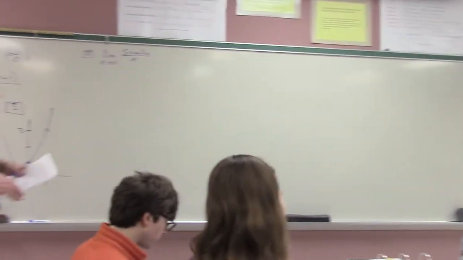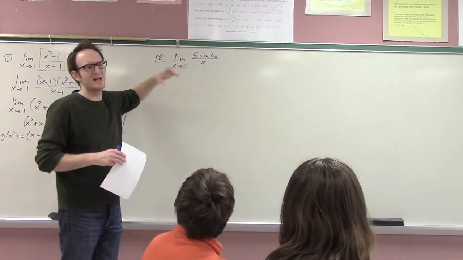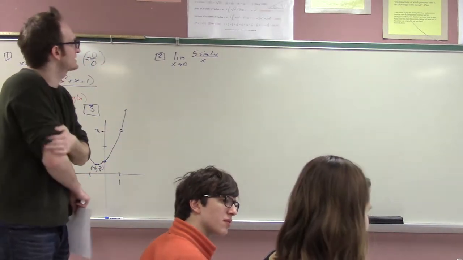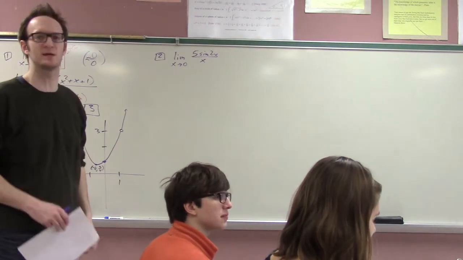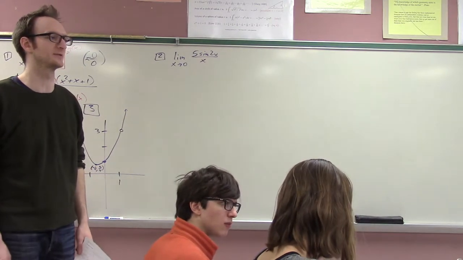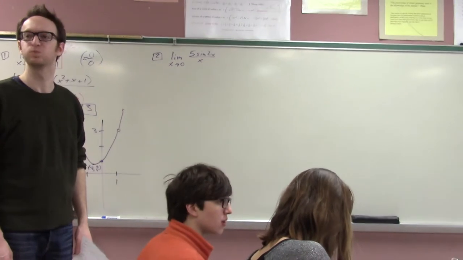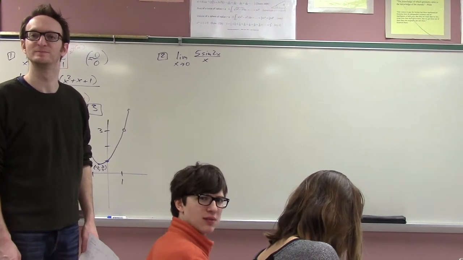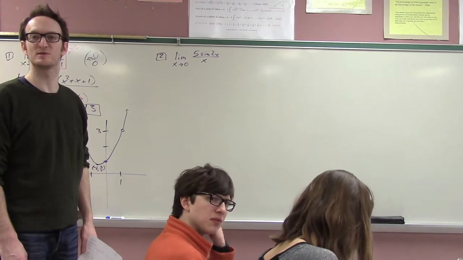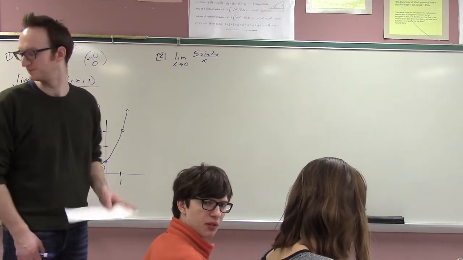All right, so let's talk about this problem, because I think 70% of the class figured it out. 5 sine 2x over x. What do we do? What's going on here? Can someone give me a 10-second explanation about what's happening? I don't know. Steven, what's happening? Describe the scene.